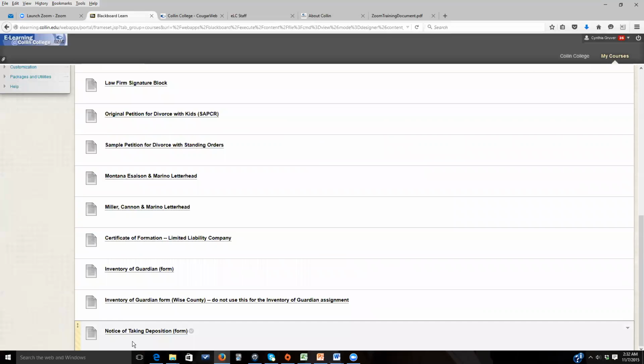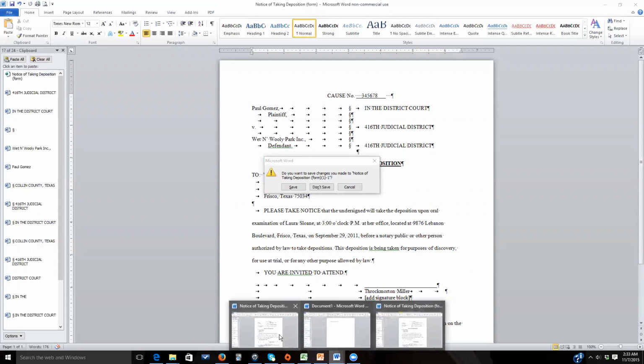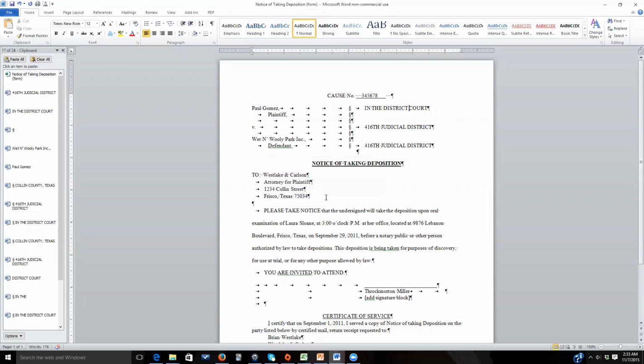And right down here you can see the notice of taking deposition form. I've actually already, let me go ahead and click out of that. I've actually already presented the document here, or have the document downloaded here. So what we're going to do today is talk about the PowerPoint, talk about the assignment, and look at the sample document and see what we want to do with that.